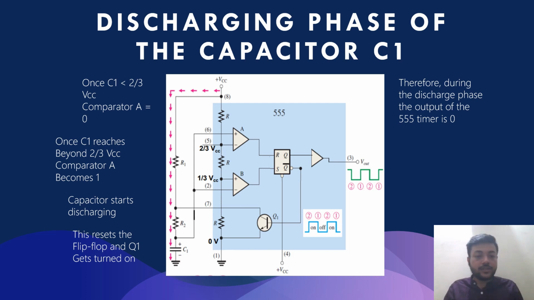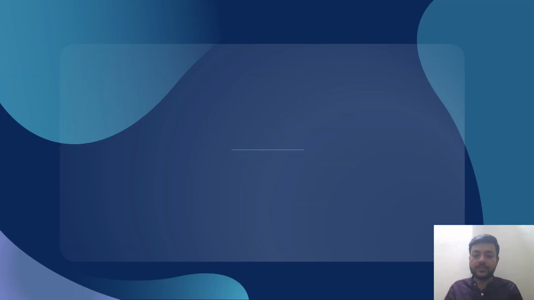So once C1 reaches beyond two-thirds of VCC, comparator A becomes 1. The capacitor starts discharging, which resets the flip-flop and Q1 gets turned on. Therefore, during this discharge phase, the output of the 555 timer is 0. We get the output at pin 3, or out, as 0.